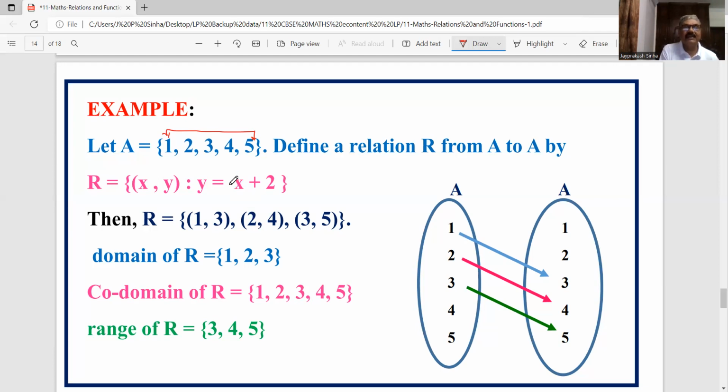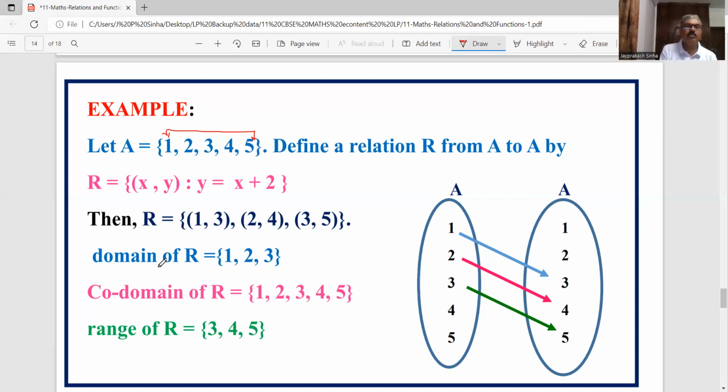Now you cannot take x is equal to 4, because if you take x is equal to 4, then y will become 4 plus 2, 6. So 6 is not a part of A. Only 1, 2, 3, 4, 5 are the elements of set A. So here the relation ends. It means the first ordered pair of this relation is (1, 3). Second ordered pair is (2, 4). Third ordered pair is (3, 5). Correct?